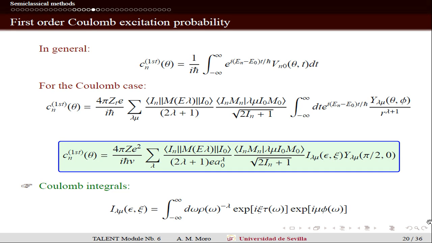That is this one. So all the remaining factors appear in this spherical harmonic. This is just for convenience. We could put this into the definition of this Coulomb integral, so we would have some not so beautiful factors multiplying the integral.